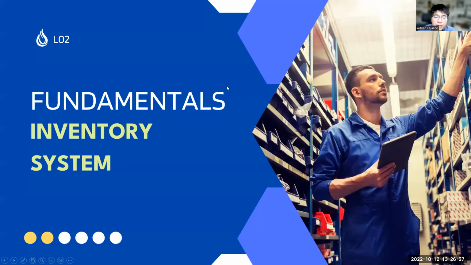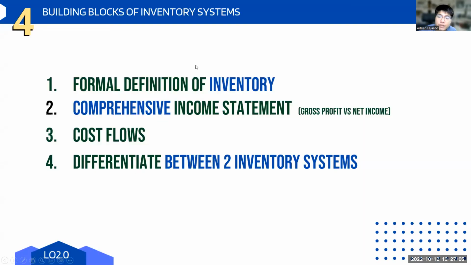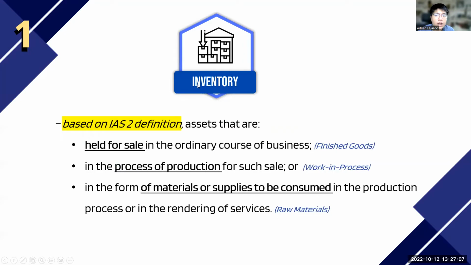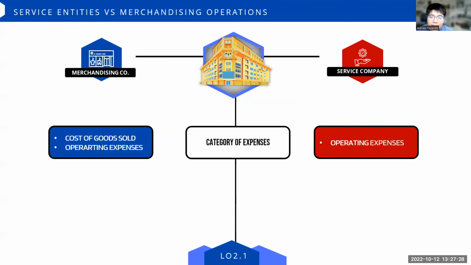So now that we're clear, basically we took a deep dive in terms of the fundamentals of every inventory system. And we went into the formal definition of inventory. So basically, in terms of inventory, there are a lot of definitions. So either it's held for sale in the ordinary course of business or finished goods, process of production for such sale or work in process, and then form of materials or supplies to be consumed or raw materials in terms of the rendering.